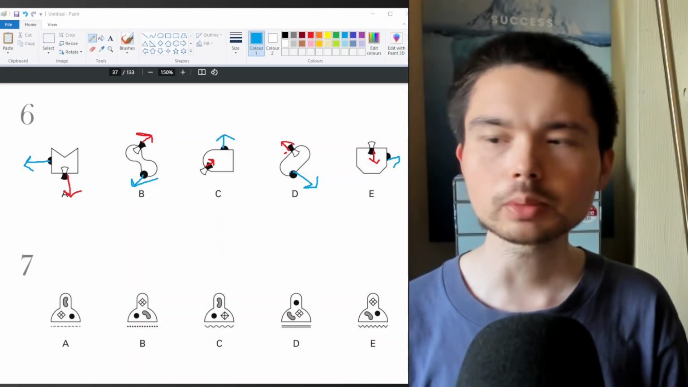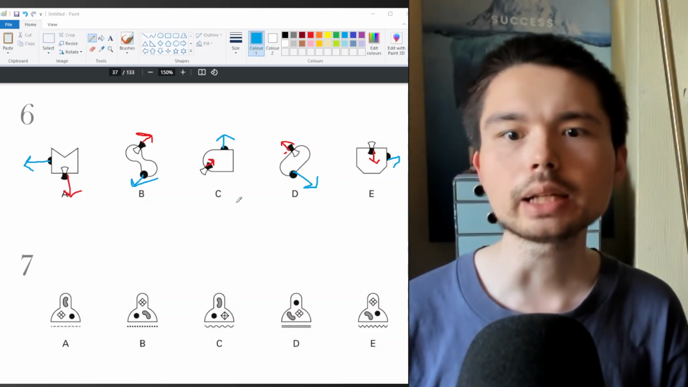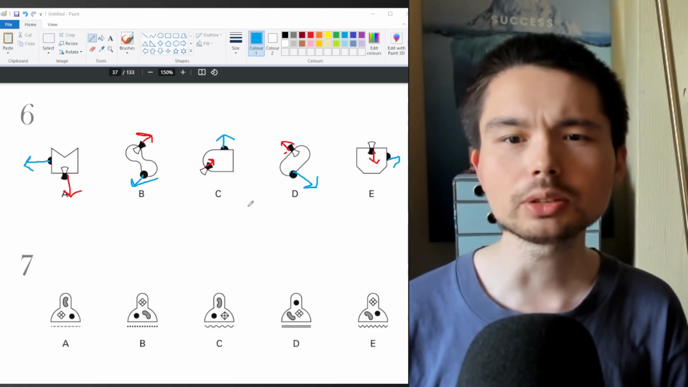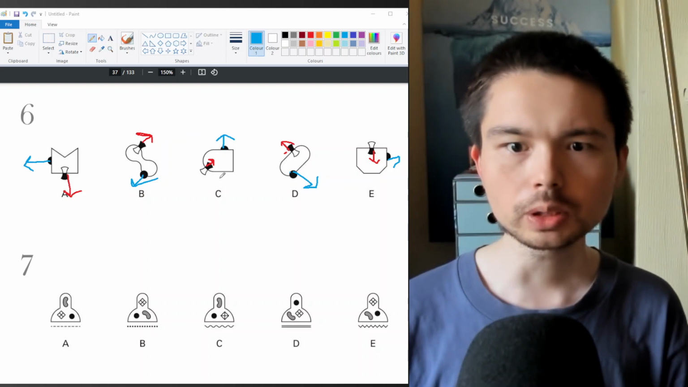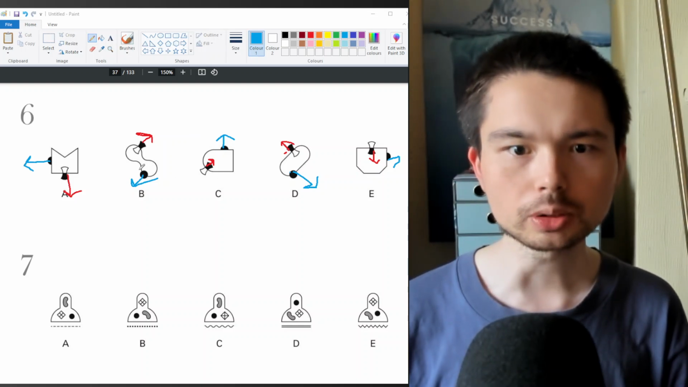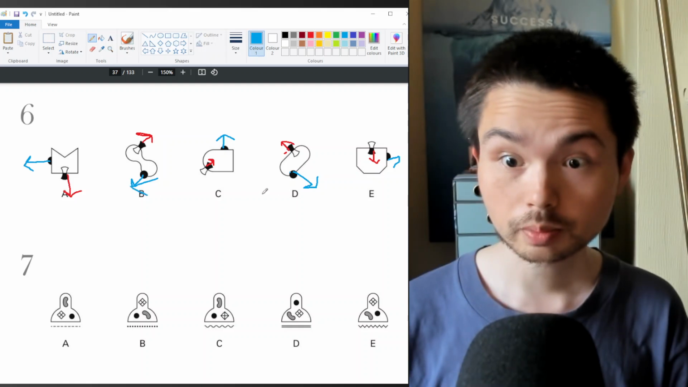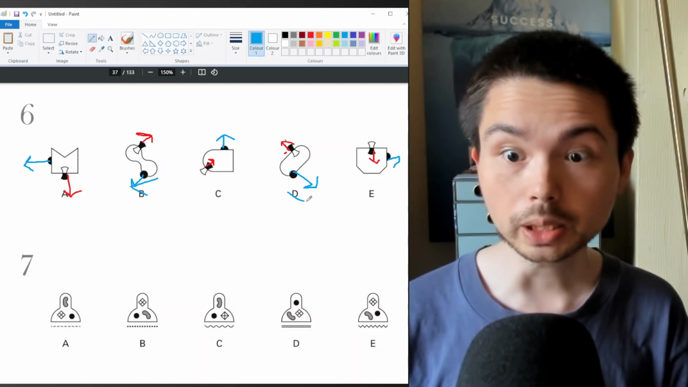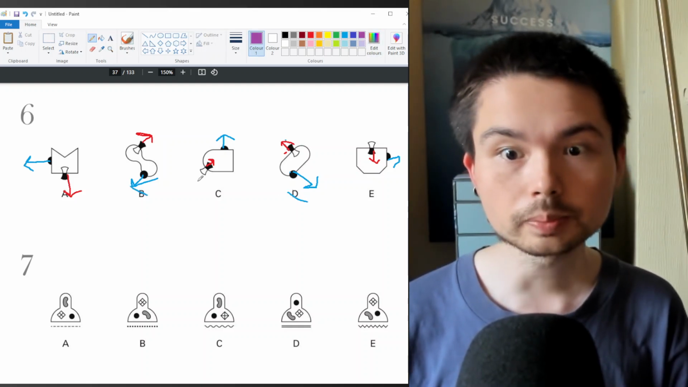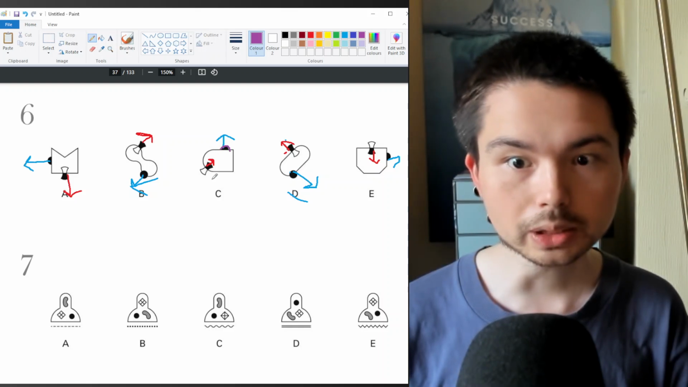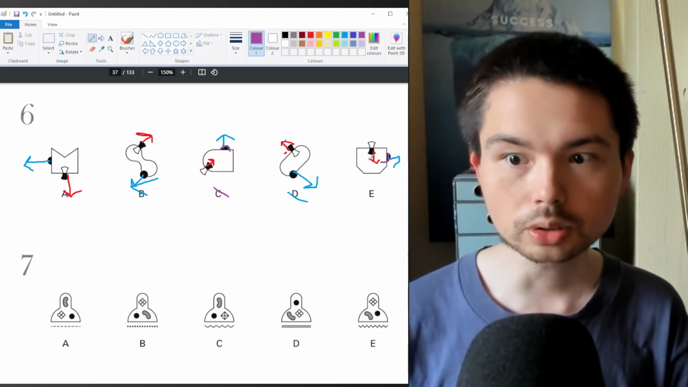Okay, I've just checked the mark scheme just to make sure I got it right. Yes, I did, but I didn't get the final step. So here, if we look at B, it's a full black circle, and that means it's pointing away. Look at D. Full black circle, which means it's pointing away. C, it's half a black circle, so it's pointing in. E, half a black circle pointing in.